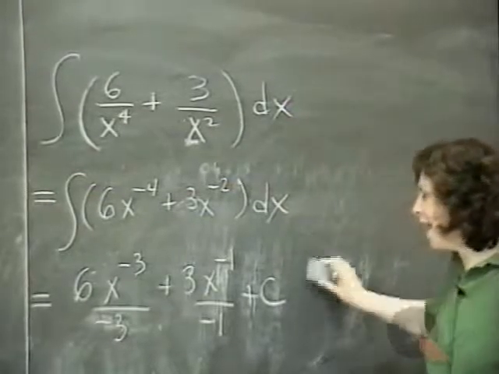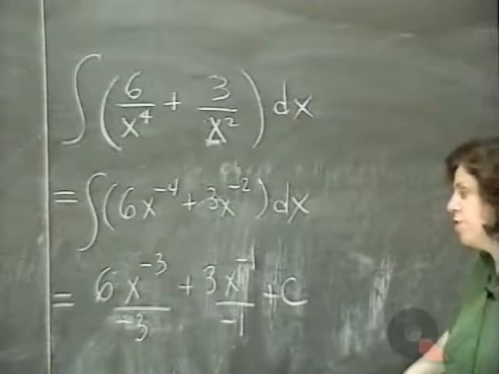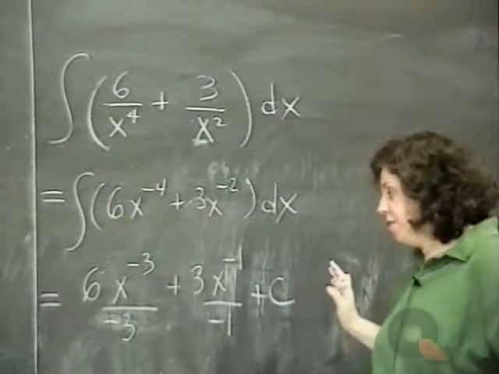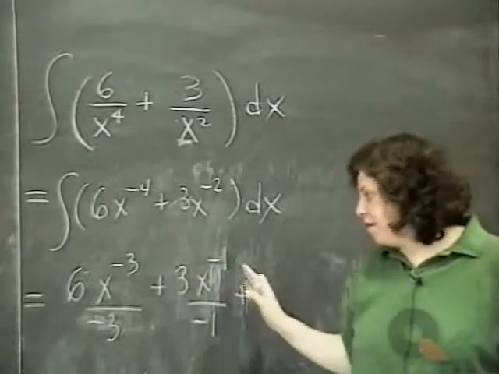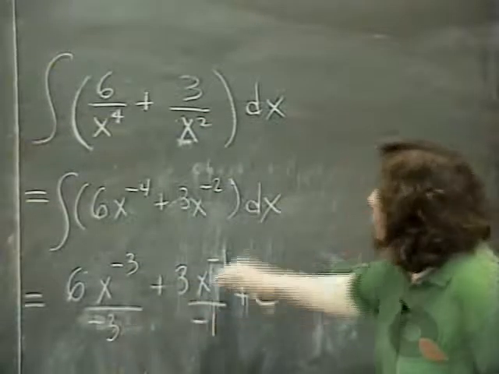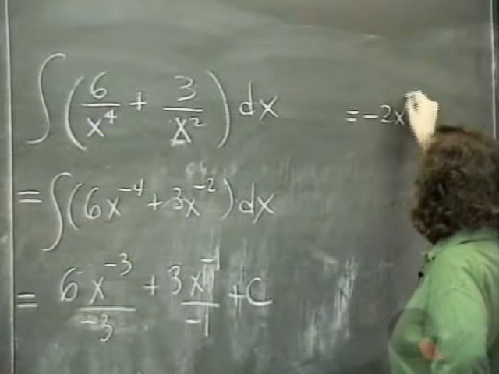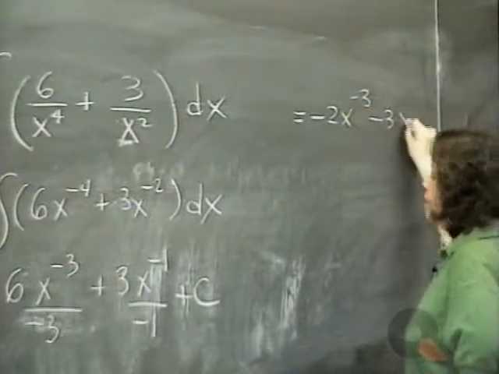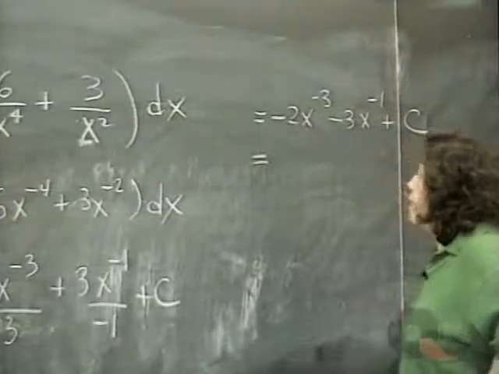The question is, can we simplify this at all? Now why would we want to simplify it? We are getting to a stage where we're going to want to substitute values into our antiderivative. It's not as convenient when you have negative exponents. So let's see what we can do here. First, 6 over -3 is -2, so it's -2x to the -3. 3 over -1 is -3, so -3x to the -1 plus c. Well, that's a little bit better.